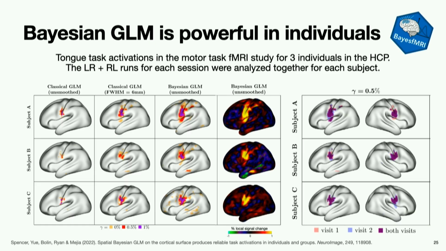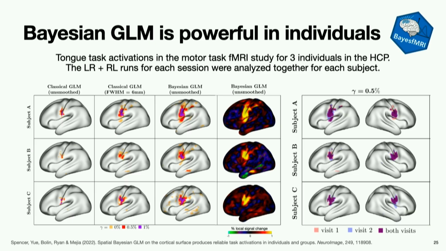And this is from the overlap across 2 visits. So you can see it's highly replicable across the 2 visits. And in terms of the power, we're showing activations over 0, 0.5, and 1% signal change in the yellow, red, and purple. And at 0, you can see the Bayesian GLM will give a lot of activations, even in areas where it's just a subtle activation.